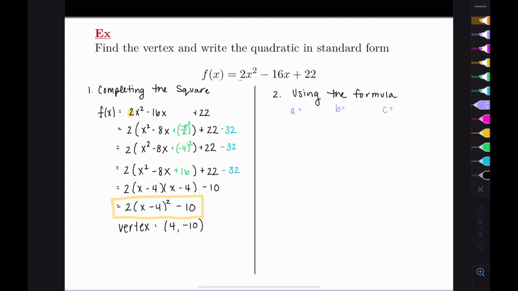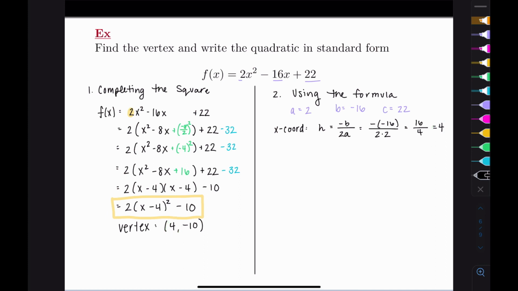So we just pick them off in order from x squared down to the constant. So our value of a is 2, our value of b is negative 16, and our value of c is positive 22. So when we go to find the x-coordinate of the vertex, that's our value h, it's negative b over 2a. So plugging in our pieces, this is negative 16 over 2 times 2, which is positive 16 over 4. And we get the x-coordinate of the vertex is 4. Exactly what we got from completing the square.